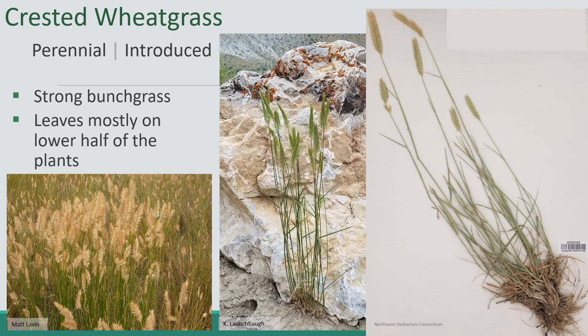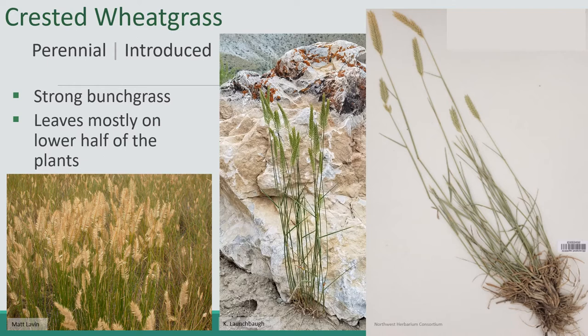Okay, here's another perennial grass. This one is introduced. This is crested wheatgrass. It's closely related to blue bunch wheatgrass. It is a wheatgrass. It does have a spike type seed head, but it's a little bit different. Two major differences. One, if you look at the leaves, they're mostly on the lower half of the plant. They don't go all the way up into the seed heads. So look for that, and then look at those seed heads.